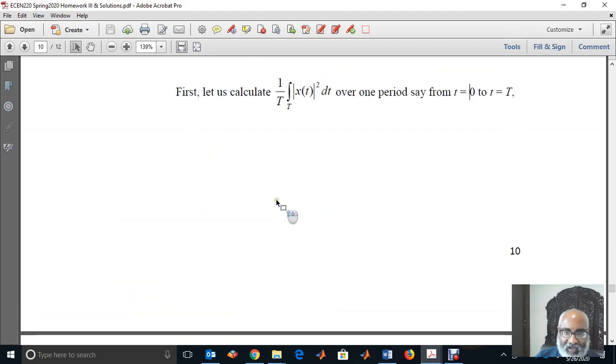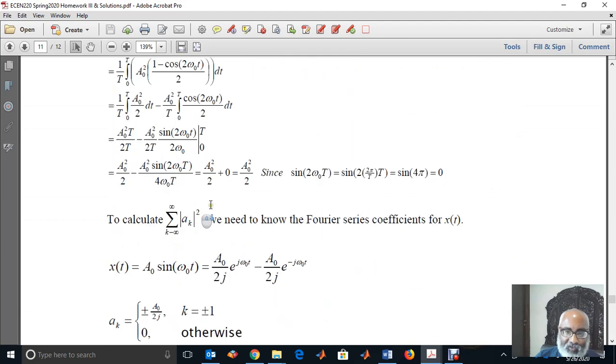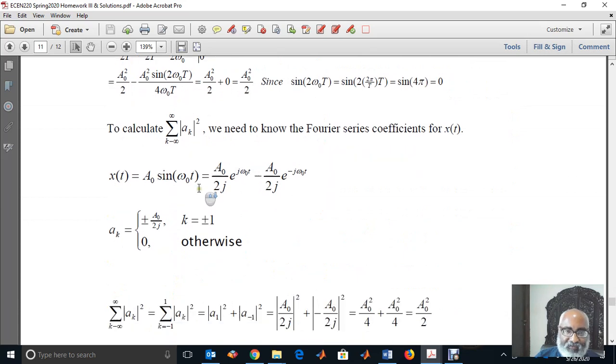So the power of this periodic signal is A naught squared over 2. Actually, we saw this in chapter 1 also. And the RMS value is the square root of this, which is A naught over square root of 2. Now we found the power in the time domain. Let's find it in the frequency domain.